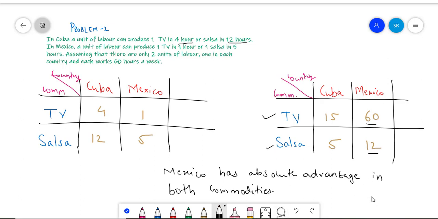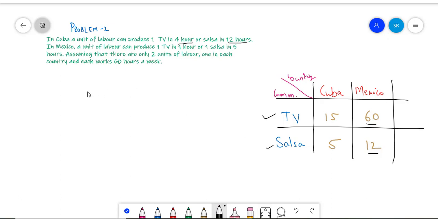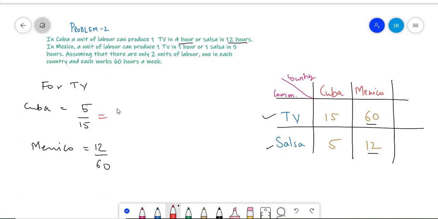Now, let's see if there is comparative cost advantage for producing televisions. The way we do it is by taking the ratio of salsas divided by TV. For Cuba, it would be 5 divided by 15, and for Mexico, it would be 12 by 60. This gives us the answer 1/3 and 1/5 respectively. As 1/5 is less than 1/3, we can say that Mexico has a comparative advantage in production of televisions.